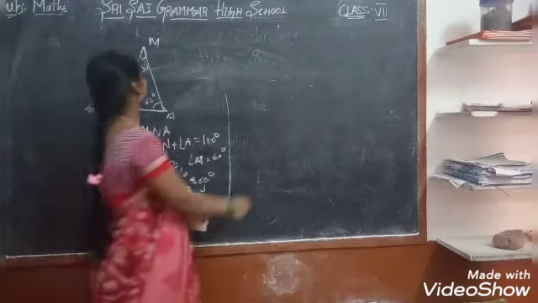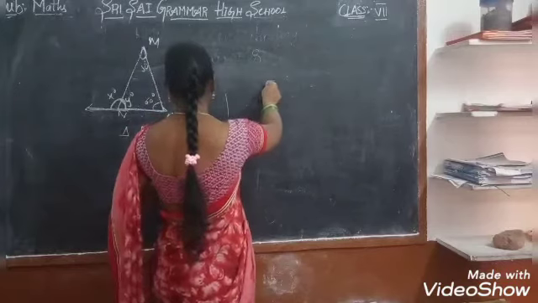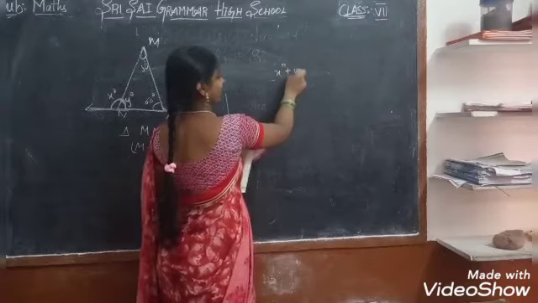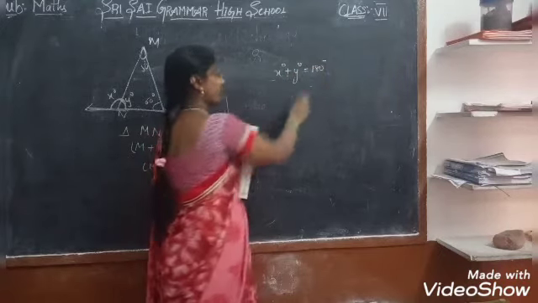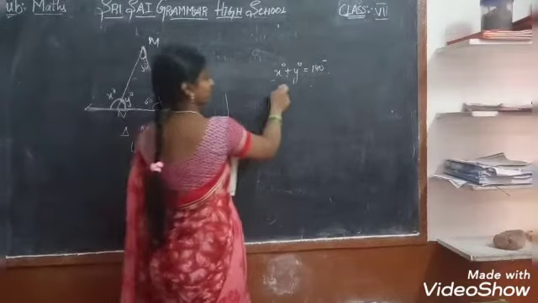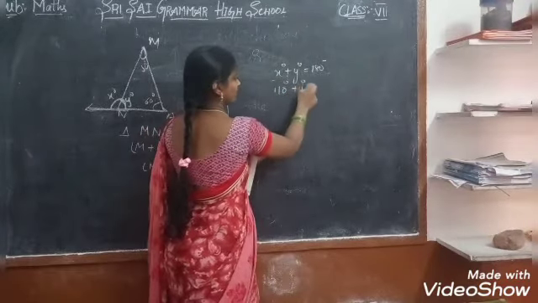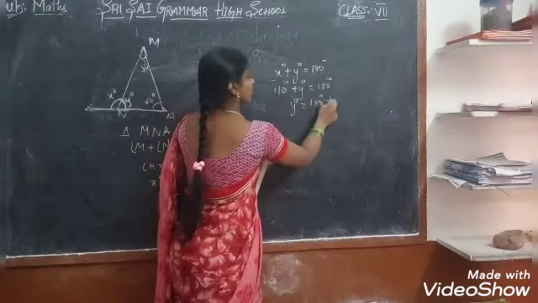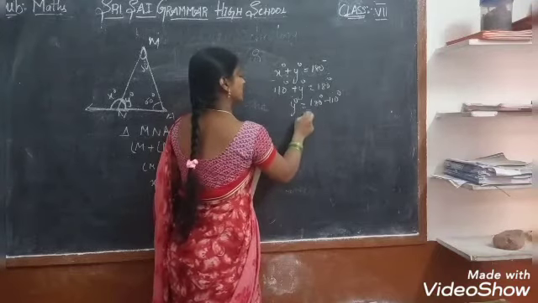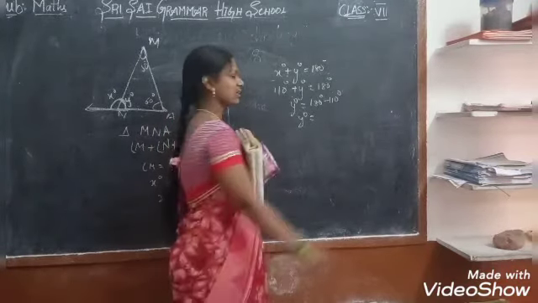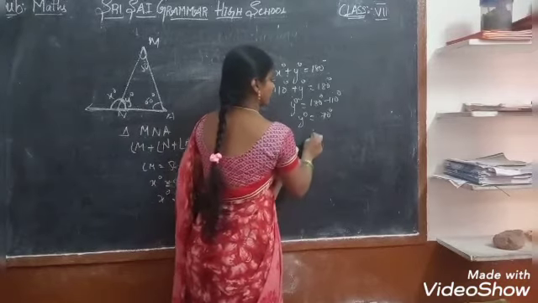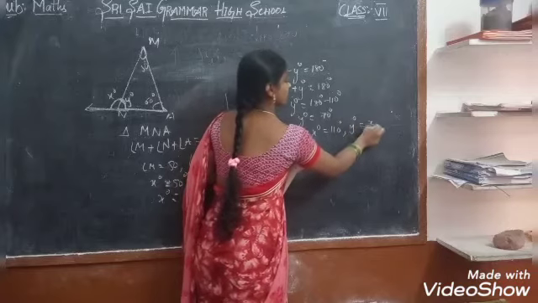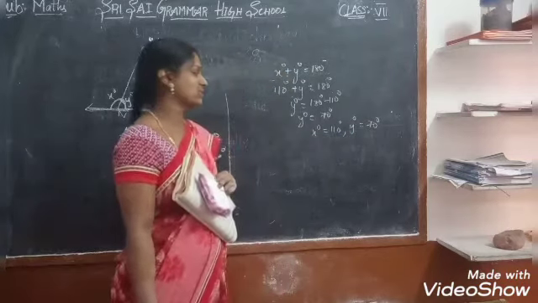Now x degrees plus y degrees equals 180 degrees. We know the value of x is 110 degrees. 110 degrees plus y degrees equals 180 degrees. Y degrees equals 180 degrees minus 110 degrees. Y degrees equals 70 degrees. Now we know x degrees equals 110 degrees and y degrees equals 70 degrees. From this we have got x and y.